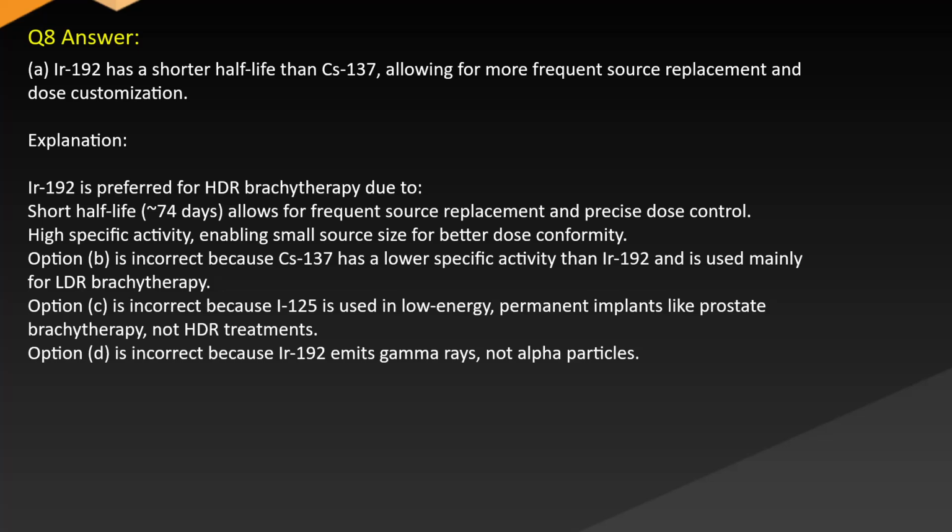Option B is incorrect because Cs-137 has a lower specific activity than Ir-192 and is used mainly for LDR brachytherapy. Option C is incorrect because I-125 is used in low-energy permanent implants like prostate brachytherapy, not HDR treatments. Option D is incorrect because Ir-192 emits gamma rays, not alpha particles.